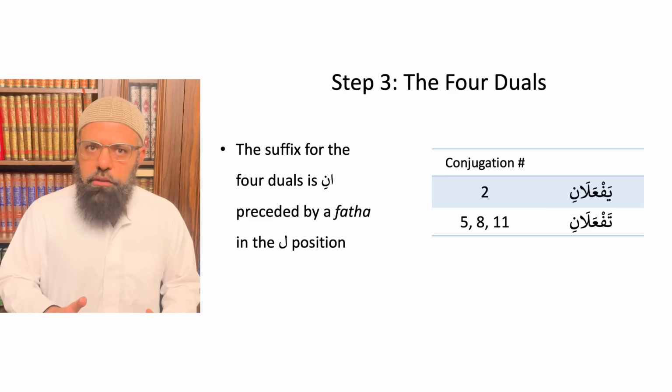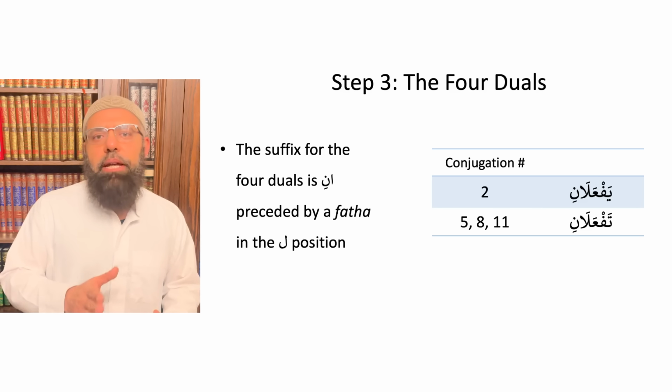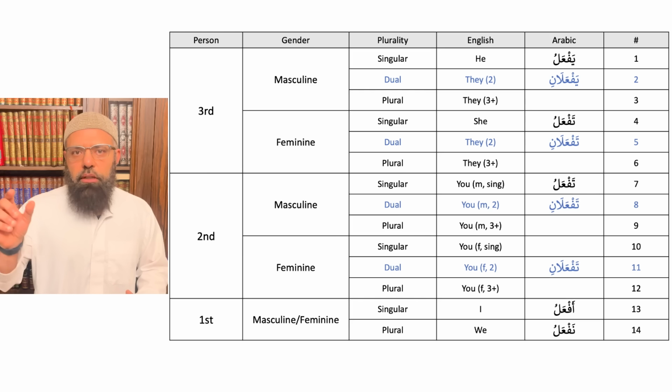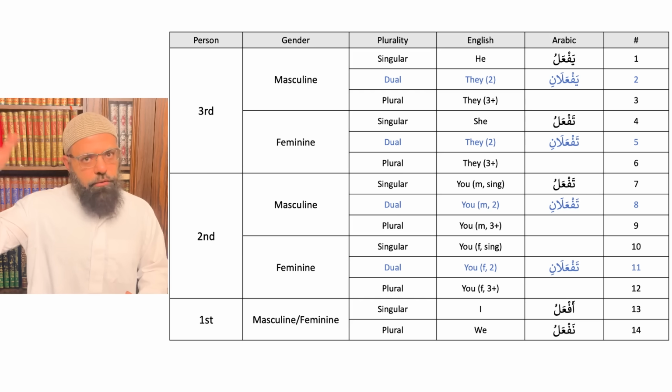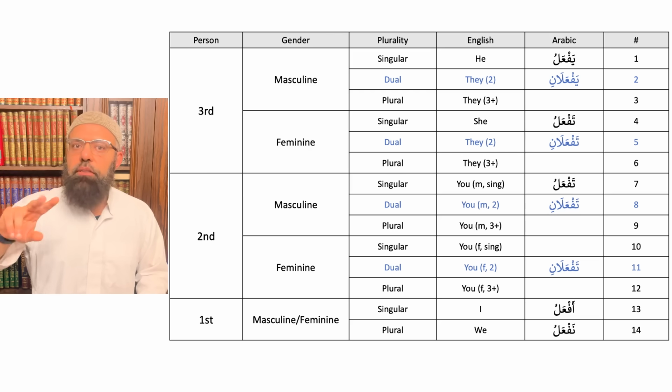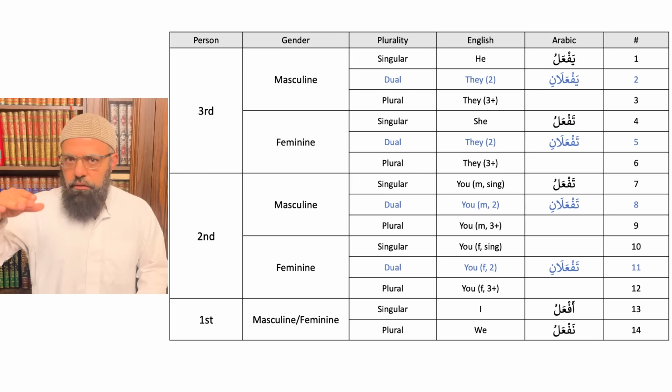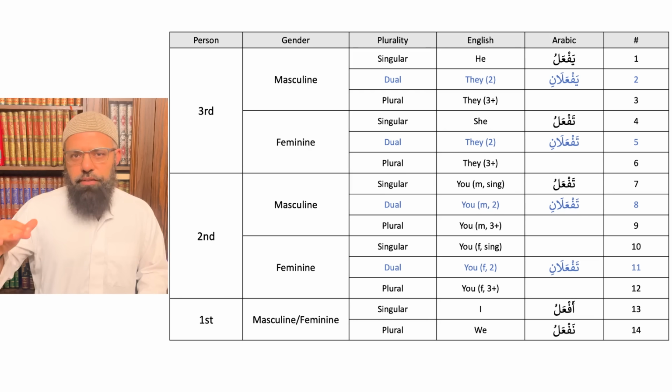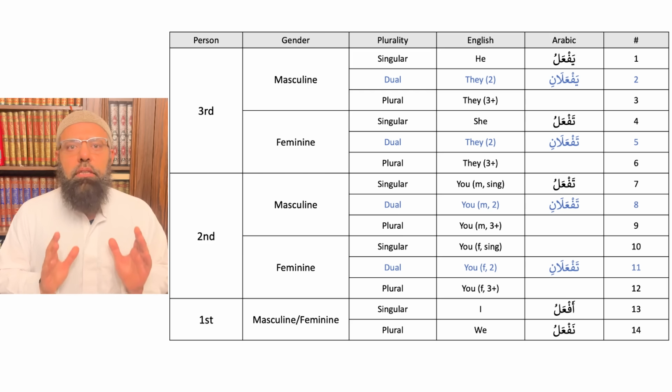Okay, so the 4 duals all end in an alif followed by a noon, and the noon has a kasra. So yaf'alani, when speaking about 2 males, you say yaf'alani. Remember the yaf part, it's carrying forward from the earlier step. Yaf'alu, 1 male speaking about them. Yaf'alani, 2 males speaking about them. And then we have taf'alu, taf'alani, which would be 4 and 5: she, they, 2 females. Yaf'alu, yaf'alani, taf'alu, taf'alani. Skip the 6th one, and then taf'alu, taf'alani again, speaking to a male, speaking to 2 males.